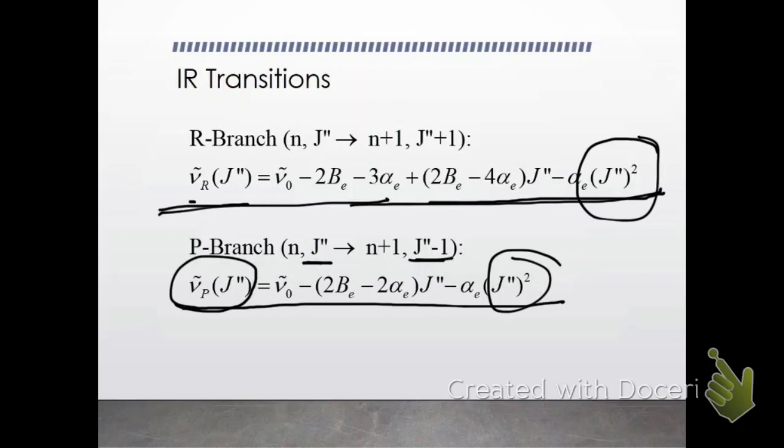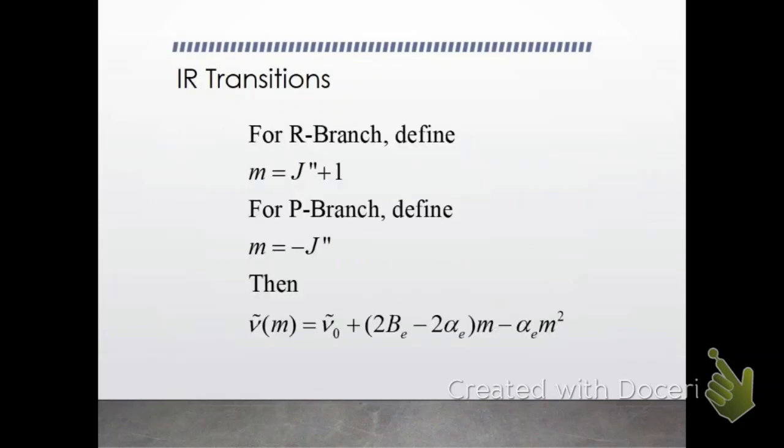So one could actually do two separate plots, one of the R branch and fit it to this equation, one of the P branch and fit it to this equation, get the coefficients so we can see that we can get from both of these equations B sub e, alpha e, and nu 0, and we could just average them. But it turns out there's an even better way to do this, and we can combine the R branch and the P branch by actually defining a new number here.